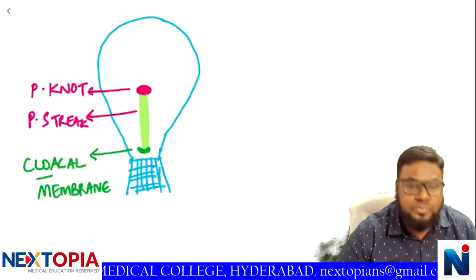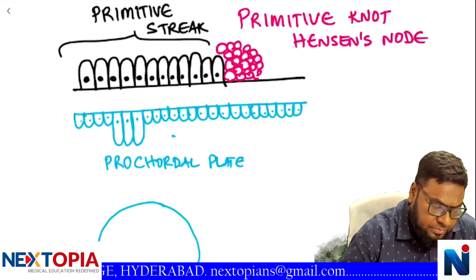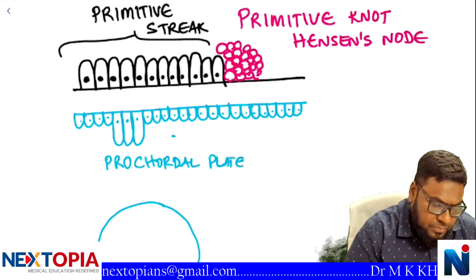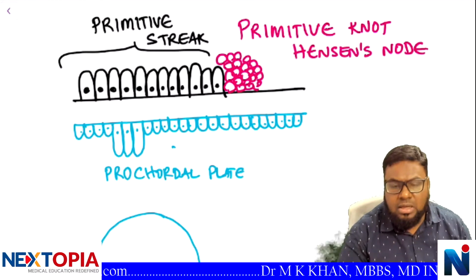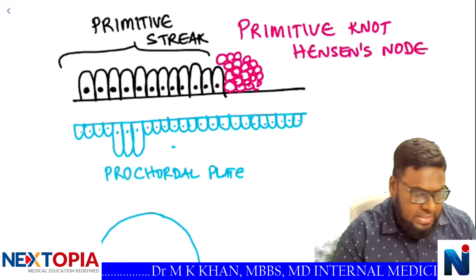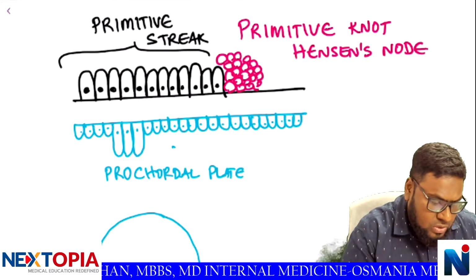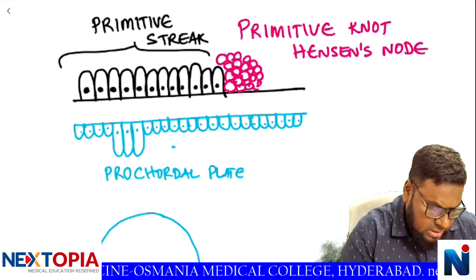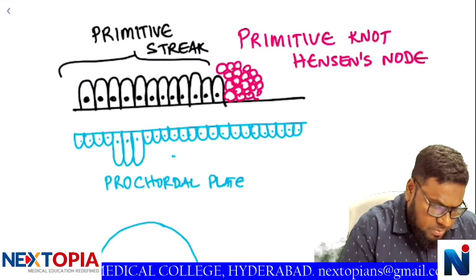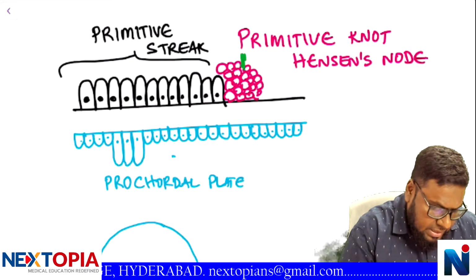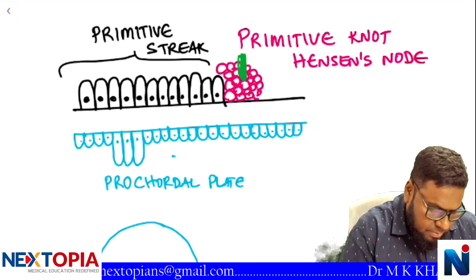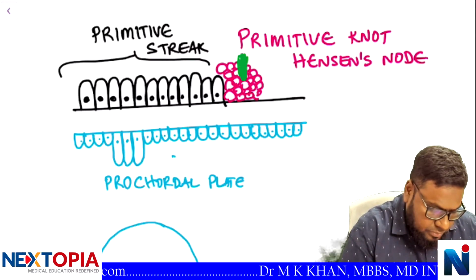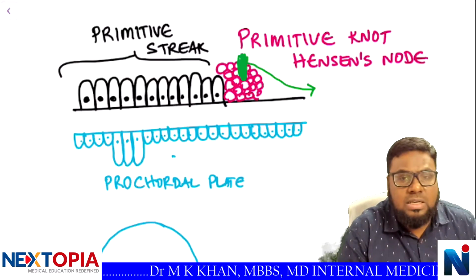Now what happens is in this primitive streak, in this primitive knot, there is a small pit. I'll draw it with which color? Green color. Yeah. So there is a small pit developing in this region of the primitive streak, somewhere here. This you are calling a primitive pit.